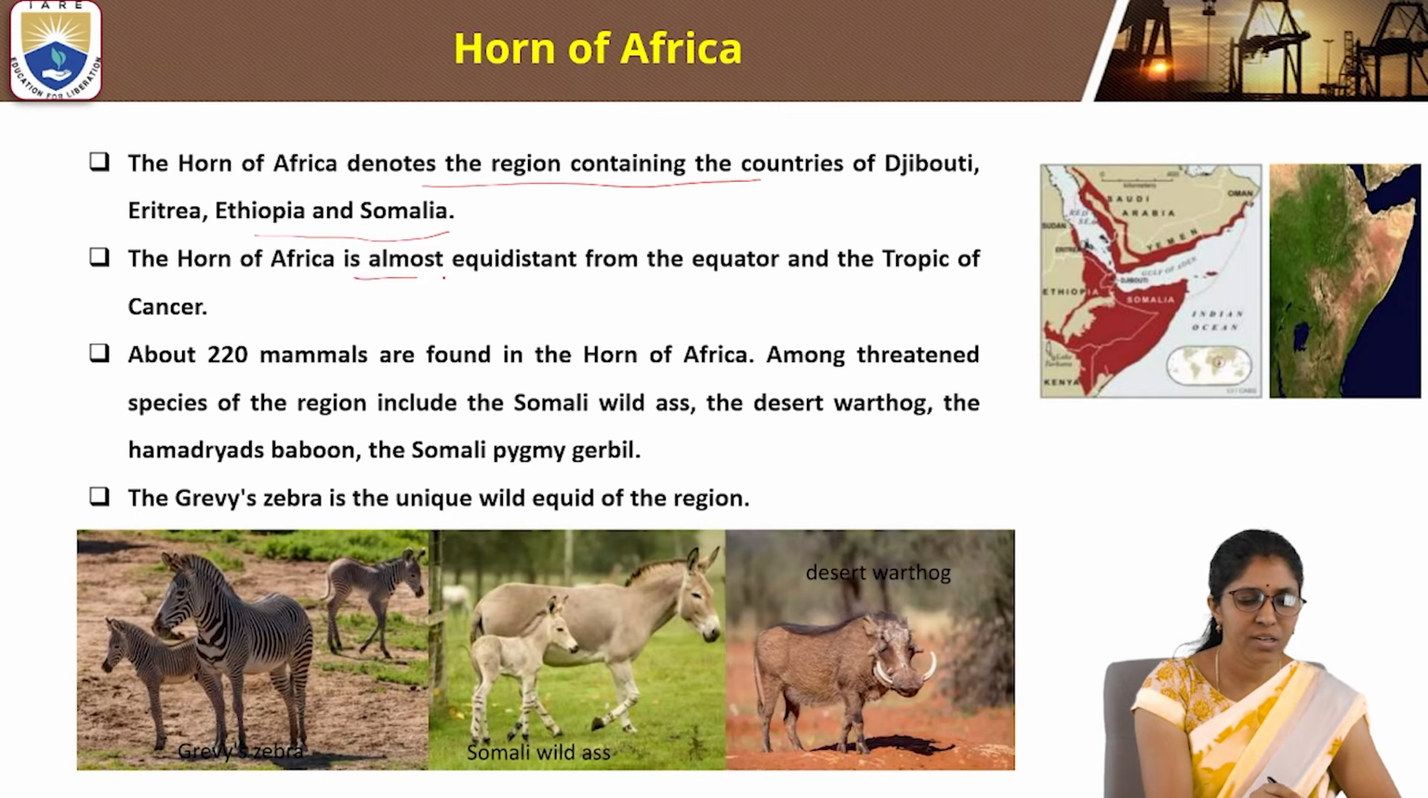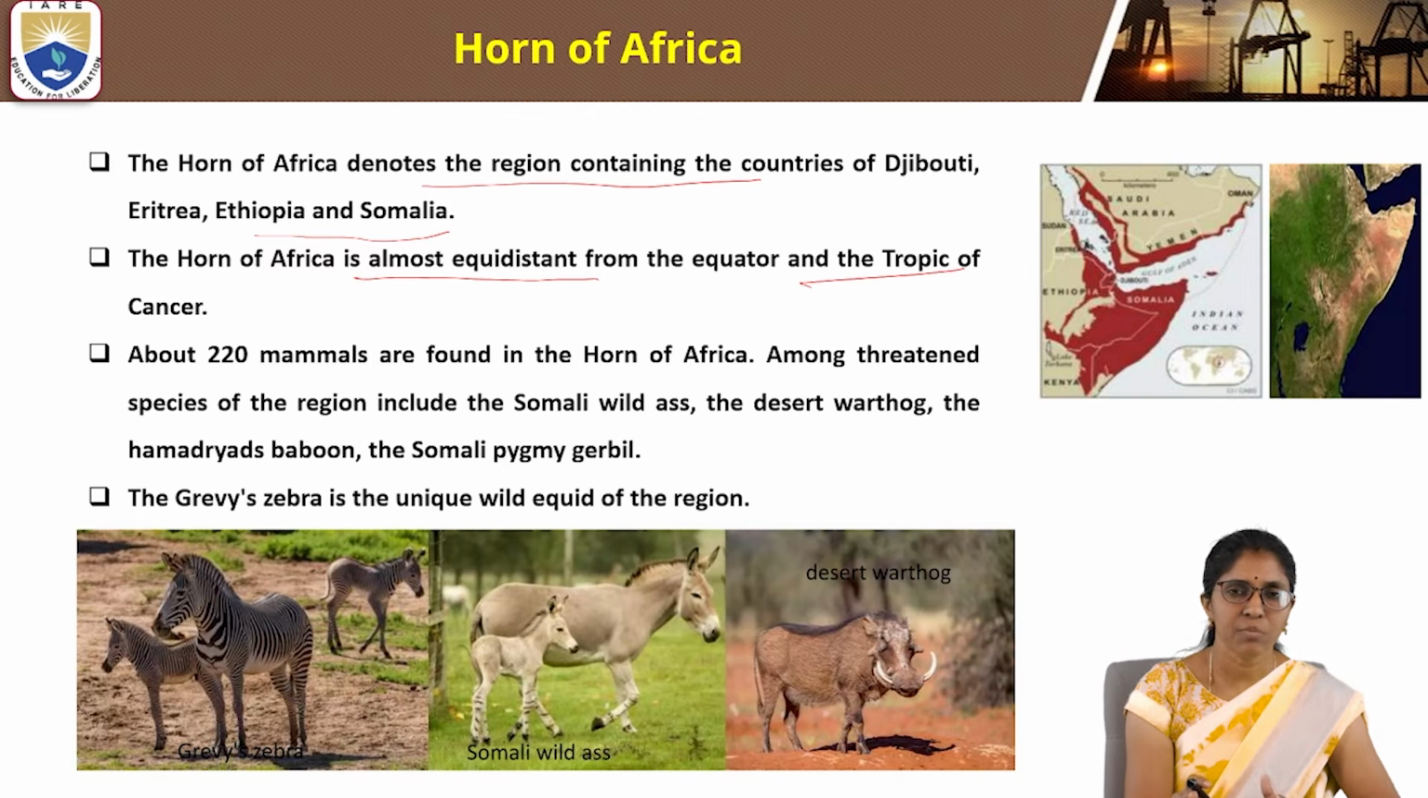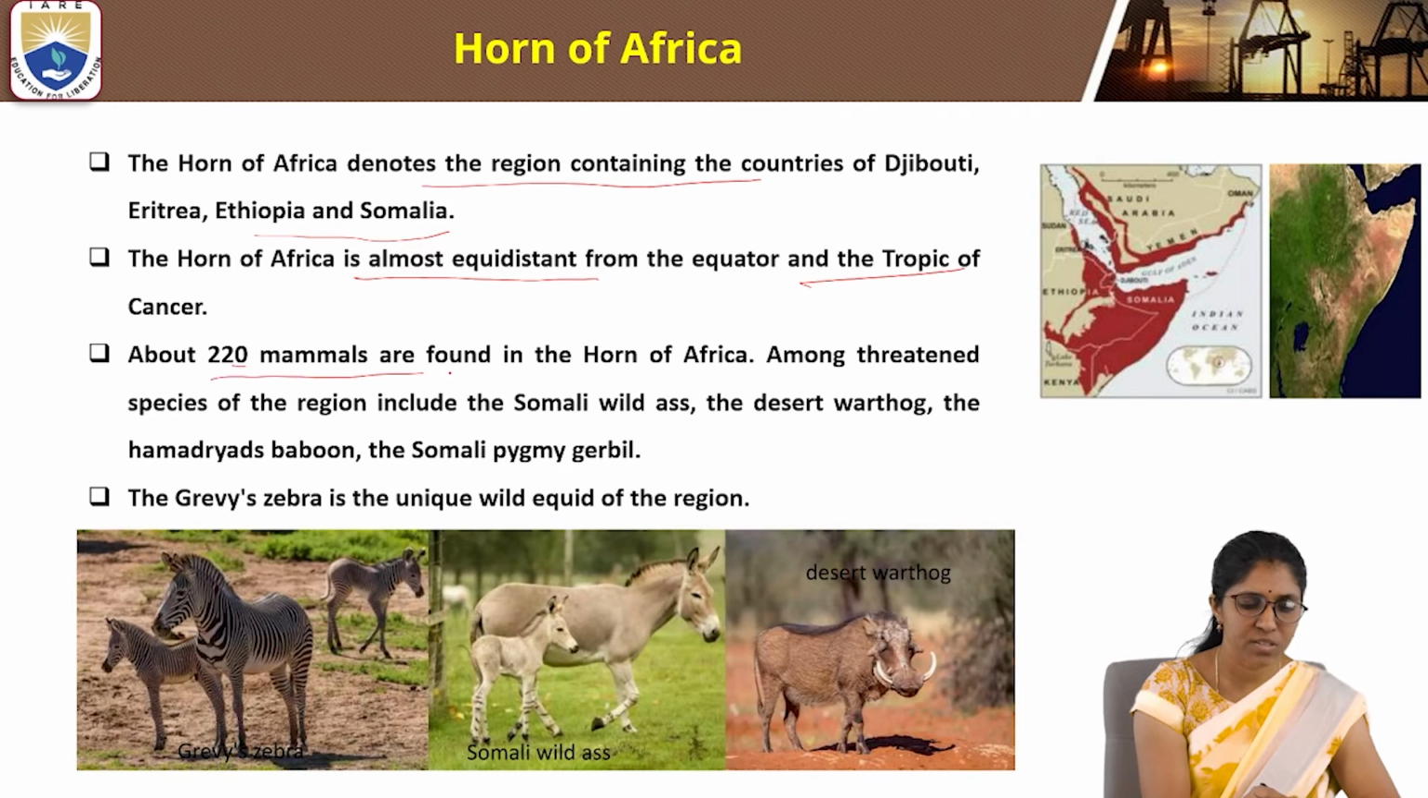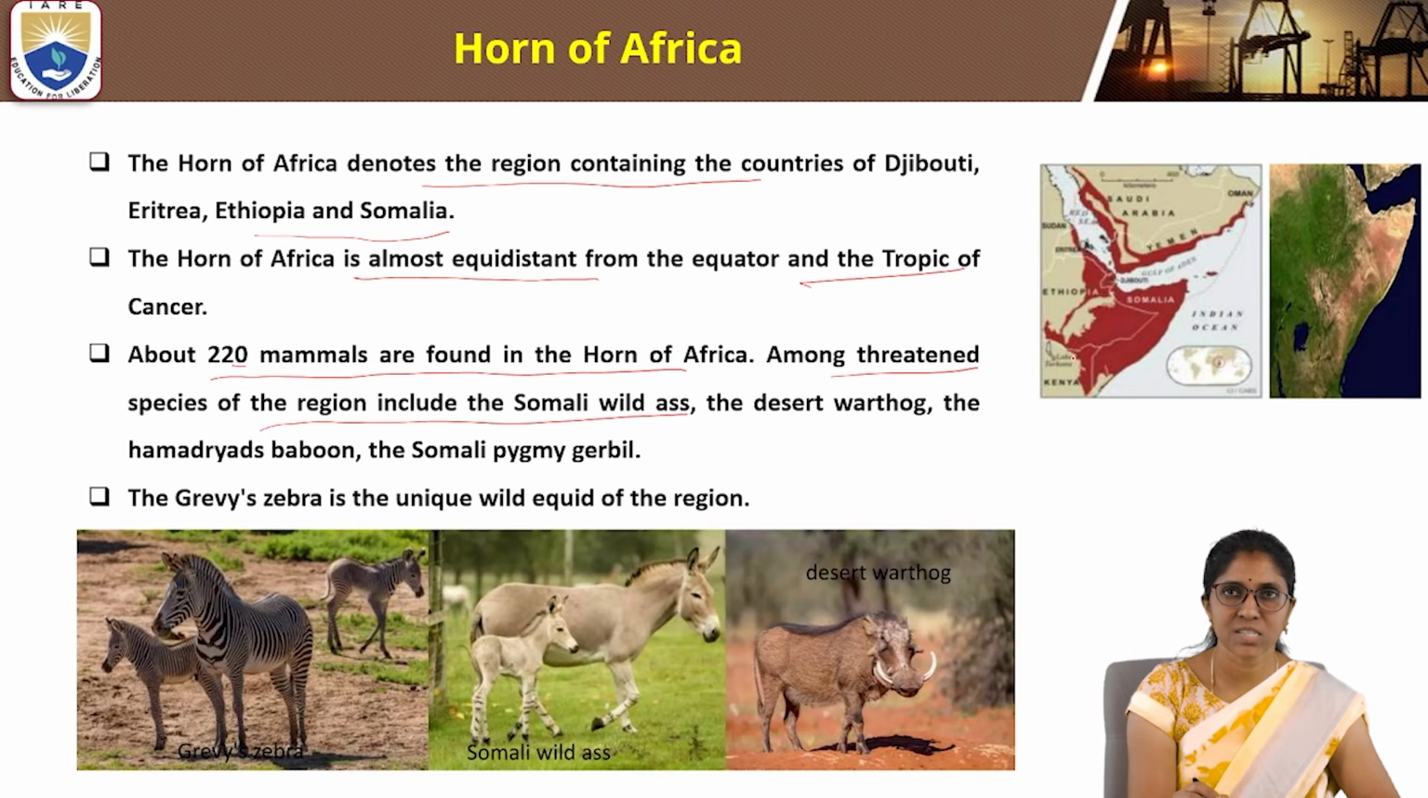The Horn of Africa is almost equidistant from the equator and the Tropic of Cancer. About 220 mammals are found in the Horn of Africa. Threatened species of the region include the Somali wild ass, the desert warthog, the Hamadryas baboon, and the Somali pygmy gerbil.